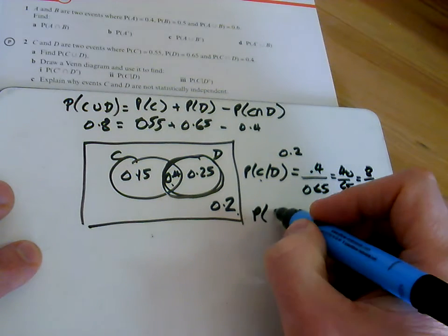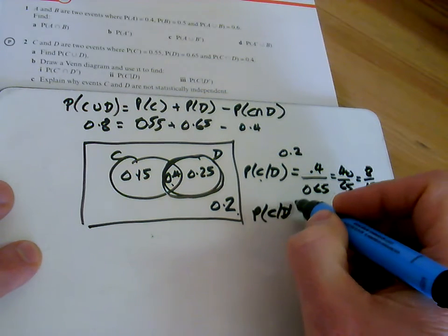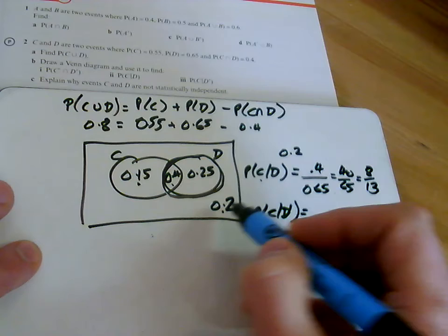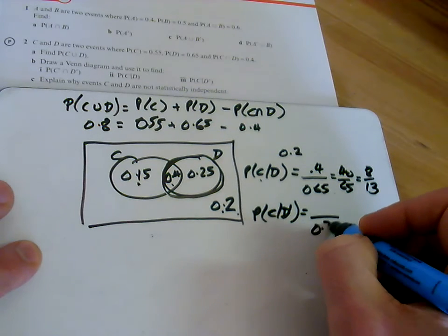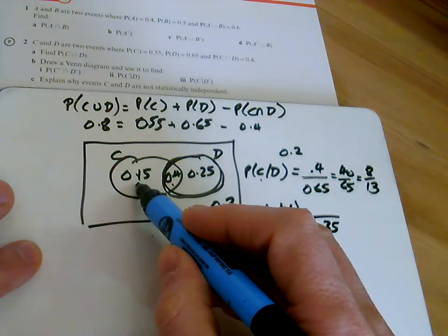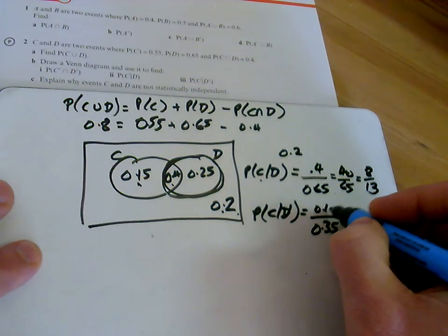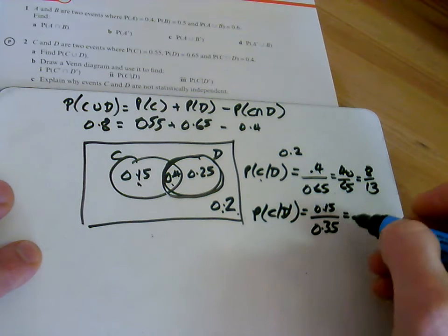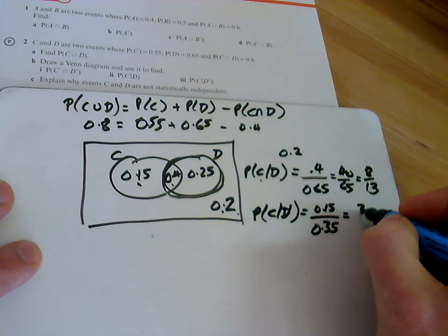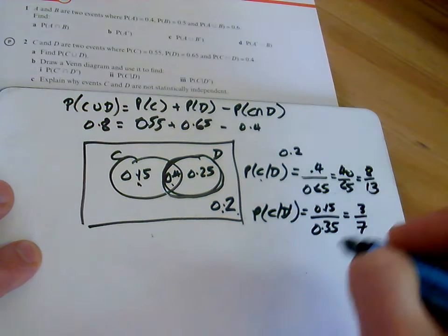What have we got now? The probability of C given that we're not in D. So not in D are these two here, so that's 0.35. And the probability that we're in circle C, so I've got 0.15 out of 0.35, which is 3/7 when cancelled down, haven't we?